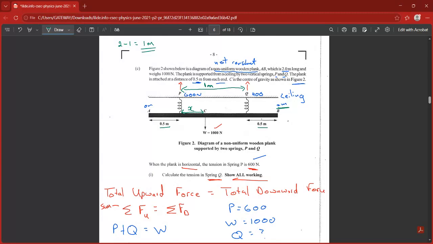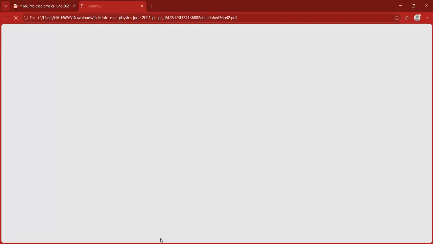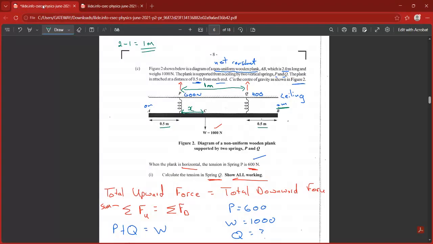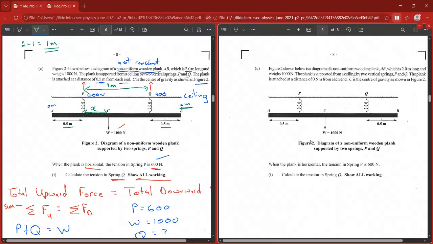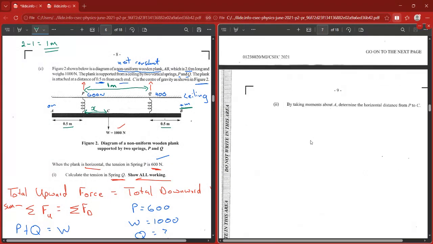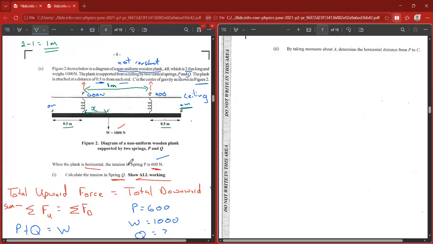I have X as the distance from P to C. So now I'm going to use that to solve for the unknown length, which is X. So let me just flip this screen here. So how do I show the diagram when I'm doing this?